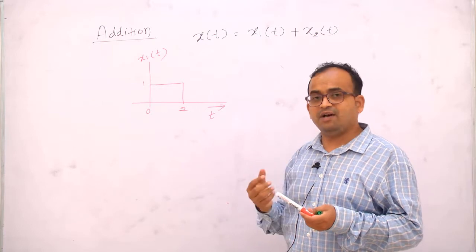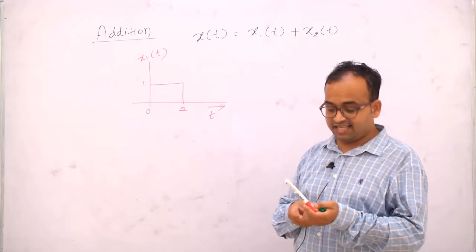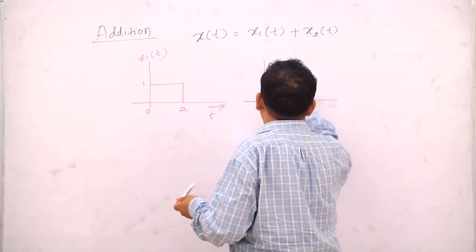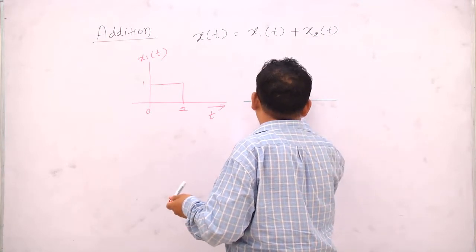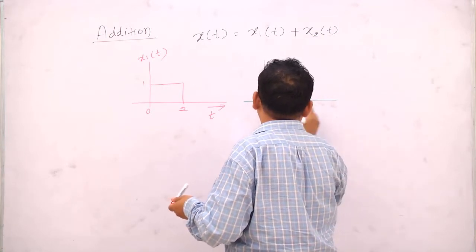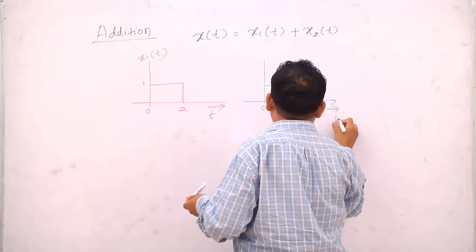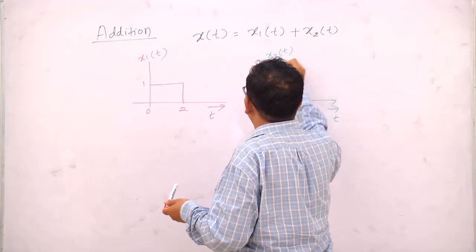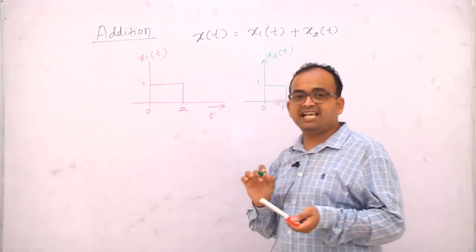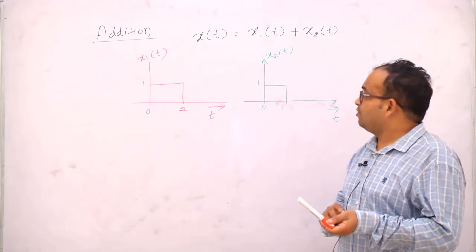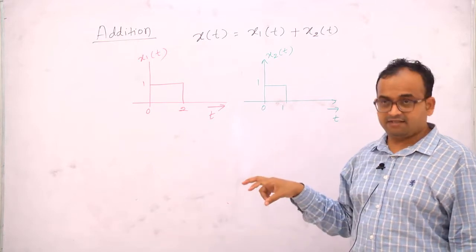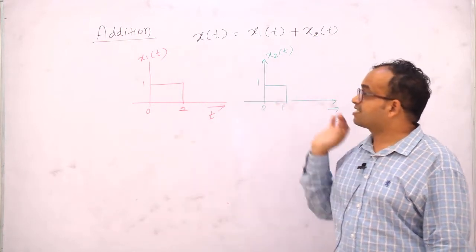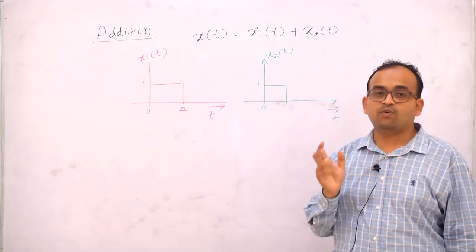So now what happens? I am taking another signal here, x2 of t. The x2 of t is length 0 to 1 time. This is your x2 of t with same amplitude 1. So now what happens? I have to add. What is our aim? Our aim is to add the two signals. So if I add the two signals, what will we get, right?